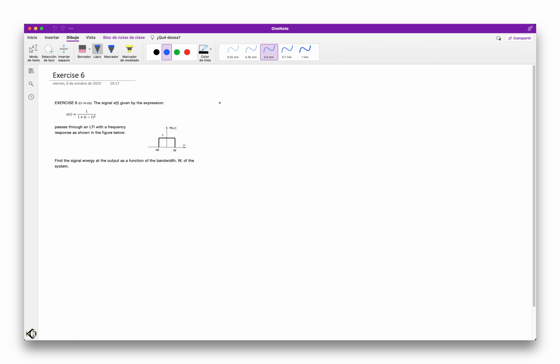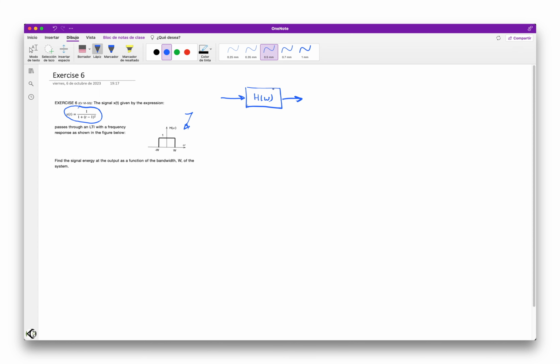And again, as we have done in previous exercises, we are to find the output to a certain input of an LTI system, linear time invariant system, which has a frequency response as the one shown here. In this case, the input, as it was in exercises 5 and 4 before, is not a periodical signal, but it is a certain signal x of t given by this expression.